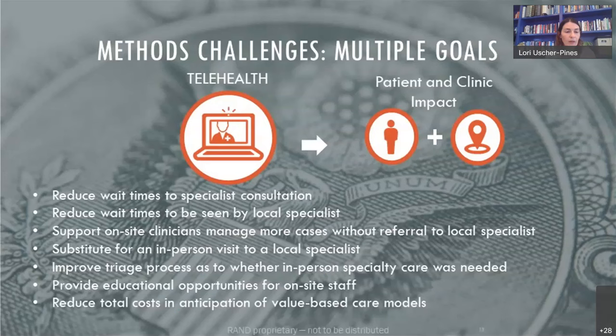One key reason that e-consult programs can be challenging to study is that they often try to achieve multiple goals. As such, it's unclear which outcomes to evaluate. And then, once you have honed in on a few outcomes that are really key, it's difficult to ensure that you have the data to actually measure those outcomes, the ones that you have prioritized. And when we set out to evaluate the Maven project, we heard about all of the goals on this slide. I'll share a couple right now, but there are a lot of goals. Reduce wait times to a specialist consultation of any kind, either in person or via telehealth, reduce total costs in anticipation of value-based care models, provide educational opportunities for on-site staff. So these programs really are ambitious and are trying to do many things. Next slide.